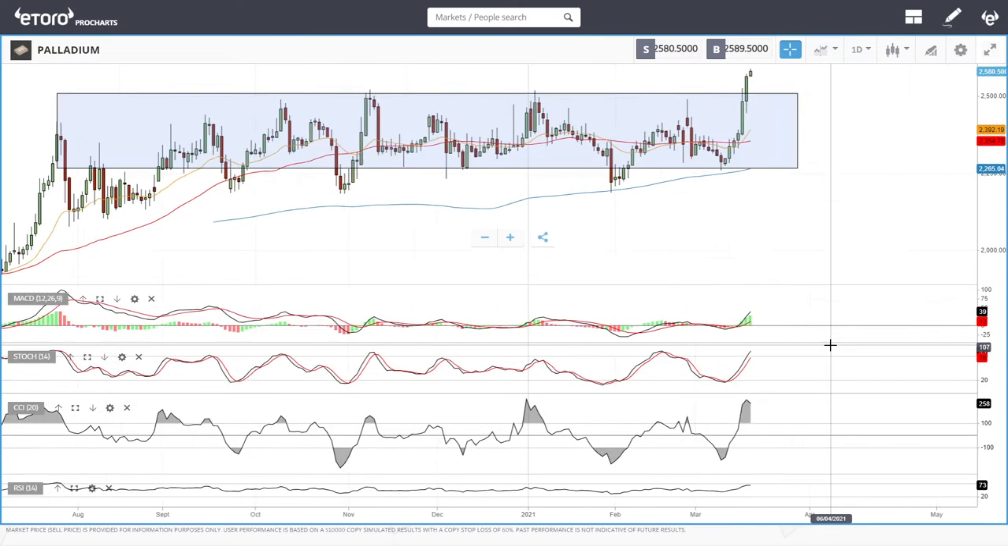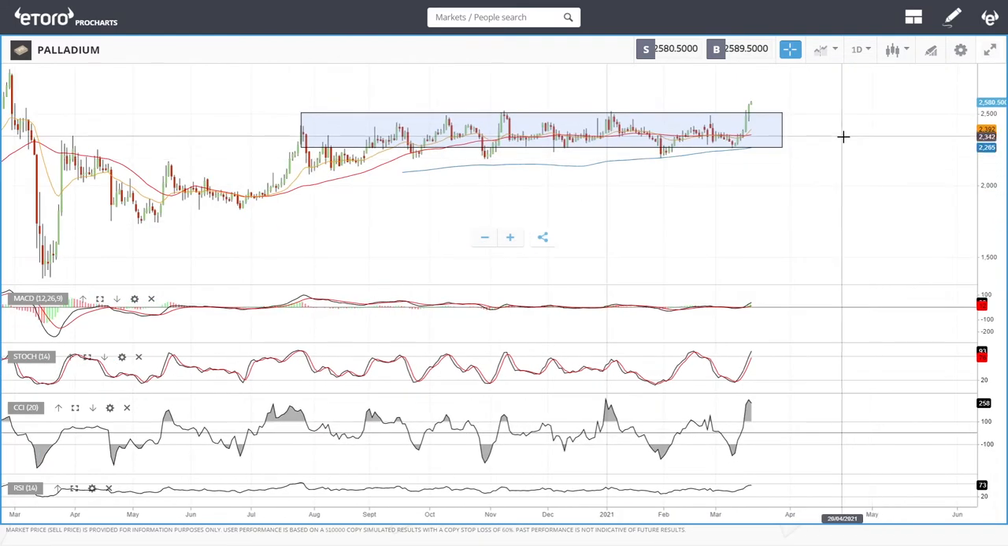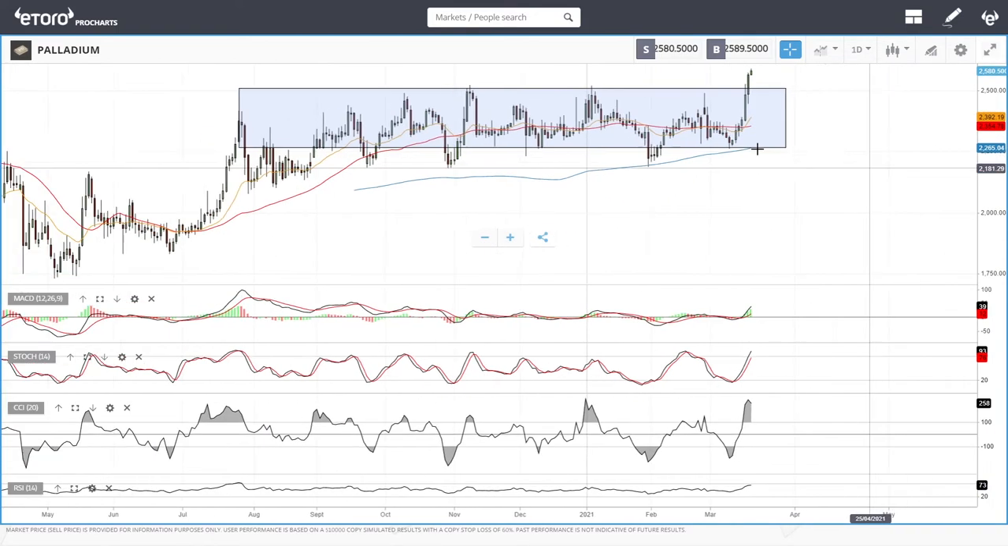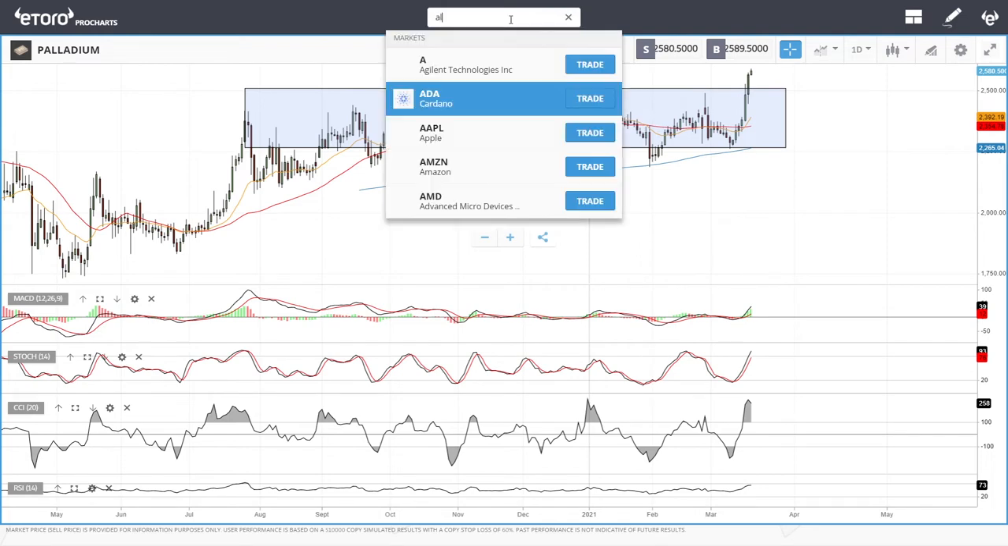we'll see where this is going, because we are significantly overbought. So if we pull back from here and then bounce from these previous highs, then that could be a confirmation that we are going to go significantly higher. But this is a massive move to the upside for palladium. Technical indicators, otherwise, MACD is bullish, stochastic is bullish, the CCI is turning around, and the RSI is flat at this point, but we are significantly overbought. So let's look at aluminium.